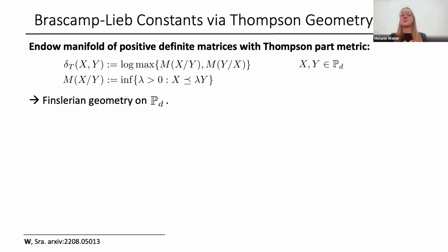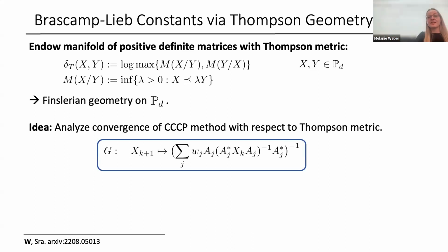Right, so far we've talked about analyzing problems on positive definite matrices through a Euclidean lens. Then we put a Riemannian metric on it, but there are other metrics that we could endow the positive definite matrices with. And here we go with the Thompson part metric, which is defined here on the slide. What's important to notice is that it does not give us a Riemannian geometry, but a Finslerian geometry. So we're in a different geometric setting.